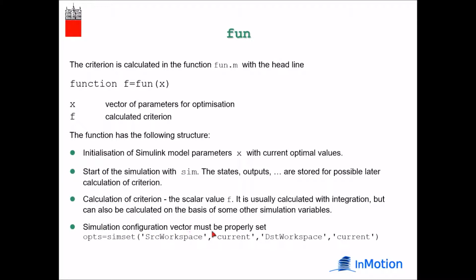Simulation configuration vector must also be properly set. This is an example how we define with simset 2 variables, src workspace and dst workspace. We put them to so-called current values. I will not explain in details what does it mean, but this command can be used as a kind of template. It can be put on all optimization programs.